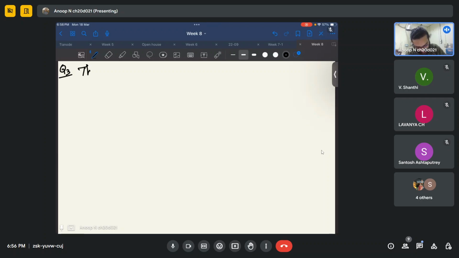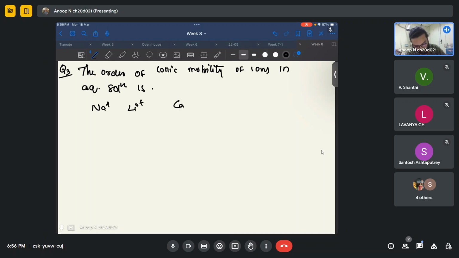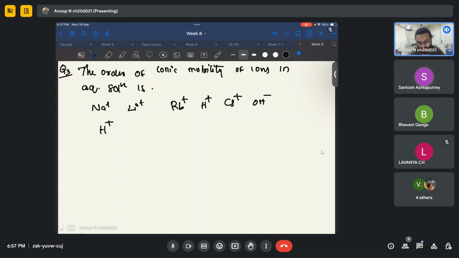So the next question: the order of ionic mobility of ions in aqueous solution is given. Many are given: Na plus, Li plus, Rb plus, H plus, Cs plus, then OH minus. What will be the order, which will have the highest ionic mobility? H plus. What will be the second one?